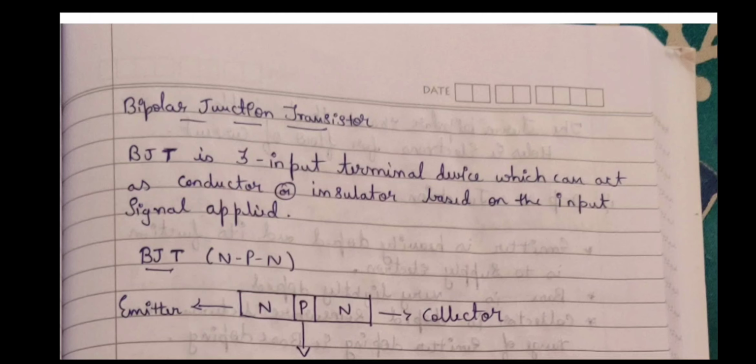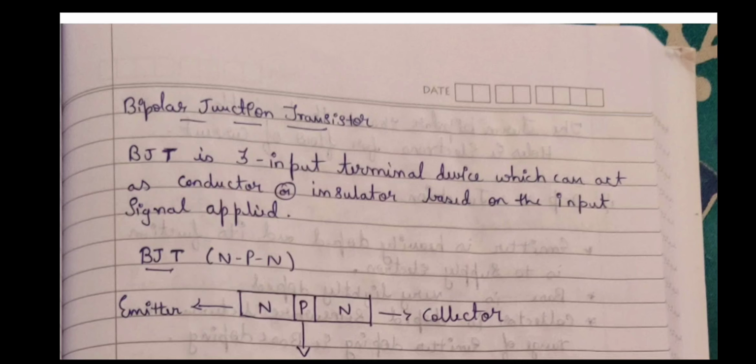BJT is a three input terminal device which can act as a conductor or an insulator based on the input signal applied. We know what a conductor and insulator mean. Conductor is basically a substance which allows the flow of current, and an insulator is something which resists the flow of current. That's it. And BJT can act as both based on the input signal applied to it.